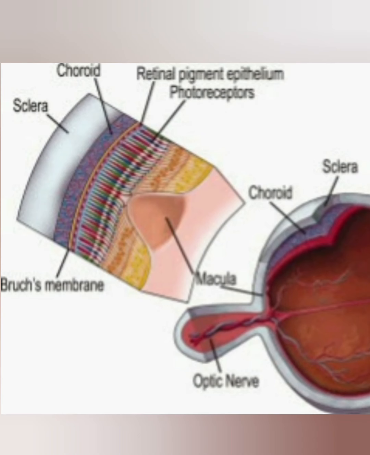Now we enlarge the portion. So there is the sclera, then the choroid, and this pigmented layer. And just above the pigmented layer, there is the neural layer, which contains rods and cones and bipolar cells. Right? Okay.